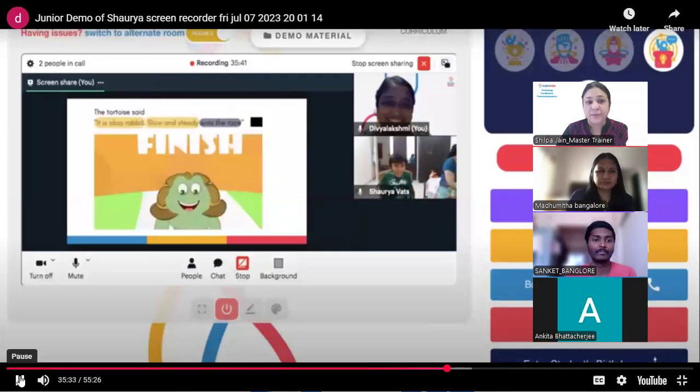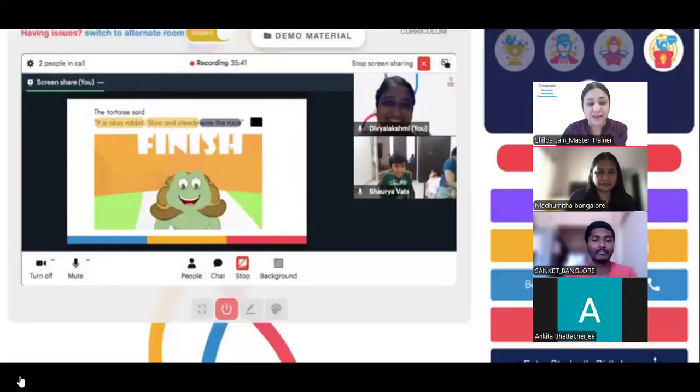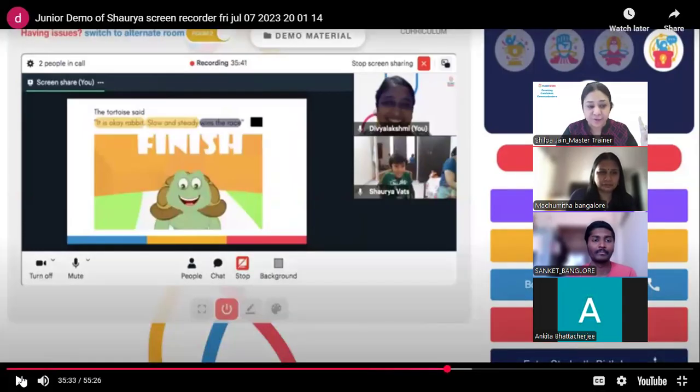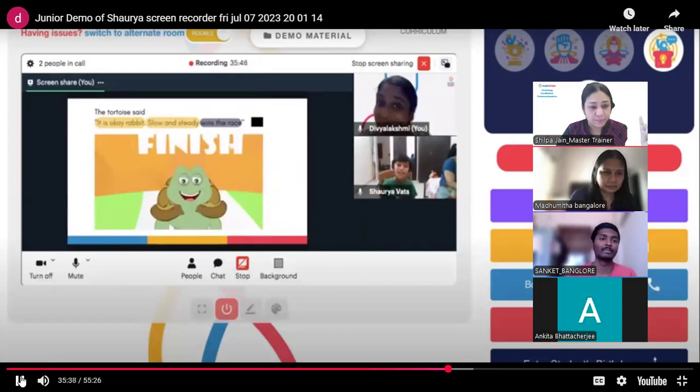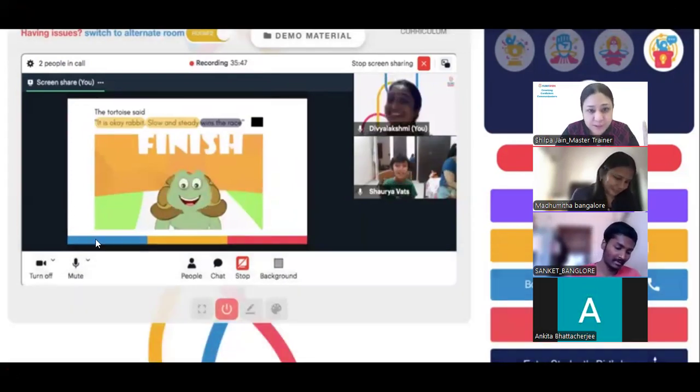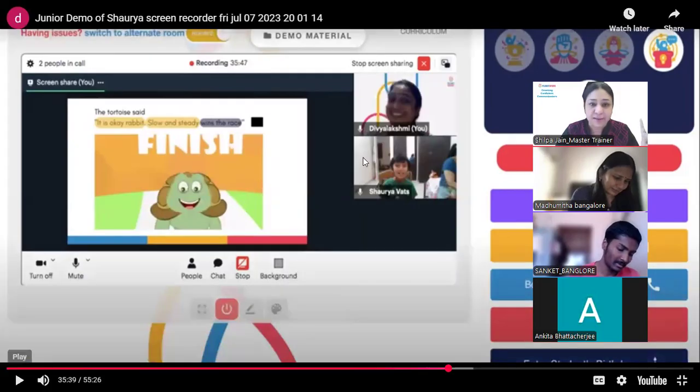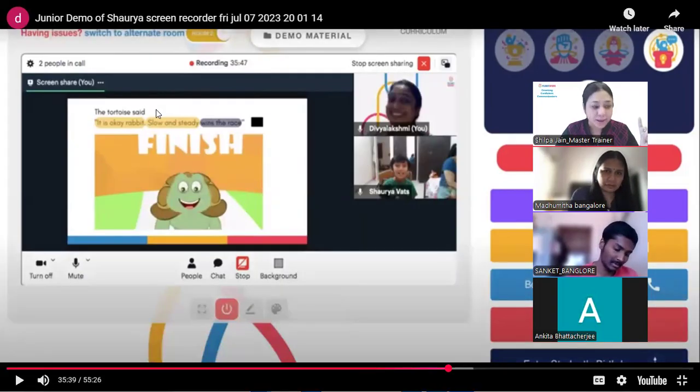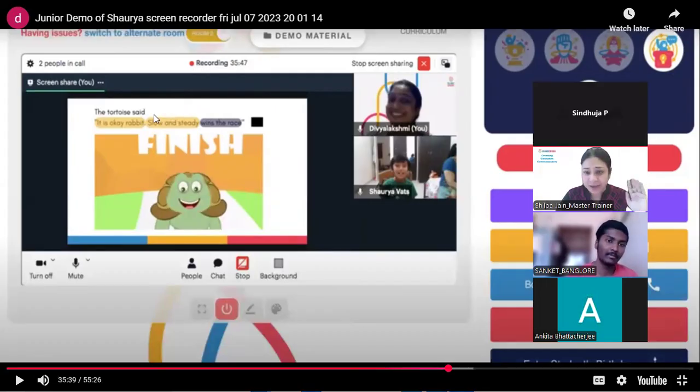The tortoise, observe the slide. I'll ask any teacher to read this particular slide for me. Said, "It is okay, rabbit. Slow and steady wins the race." Okay. Why did I choose this particular slide? Because here I can see, wait, let me admit some more participants. The tortoise said in black color, that is the normal tone. It's okay, rabbit, slow and steady, lighter shade, so soft tone, wins the race, high tone.